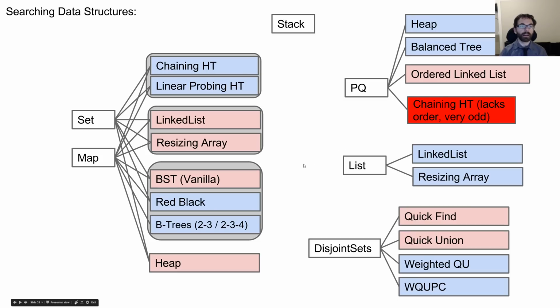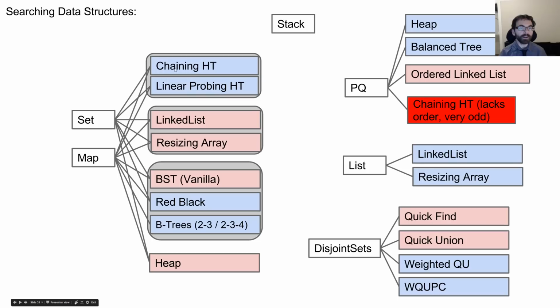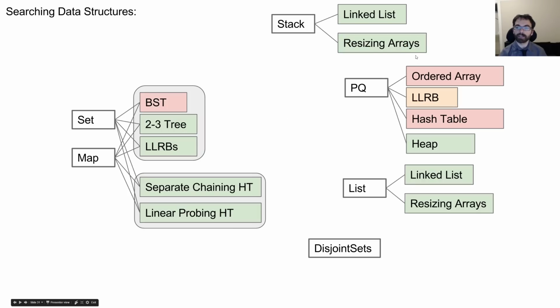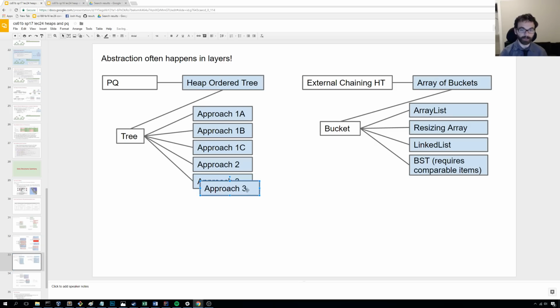That brings us to an interesting notion I want to bring up, which is the distinction between an abstract data type and an implementation. Sometimes abstraction actually happens in layers. So a priority queue, as you noticed, I said one of the ways we could do this is a heap. But what is a heap? Well, a heap is a heap ordered tree. And what's a tree? Well, there are actually 5 different ways of doing that. We had approach 1A, 1B, 1C, 2, 3. Actually, I left off an important one, which is the one we did in lecture. So we'll put that in. This is approach 3B.